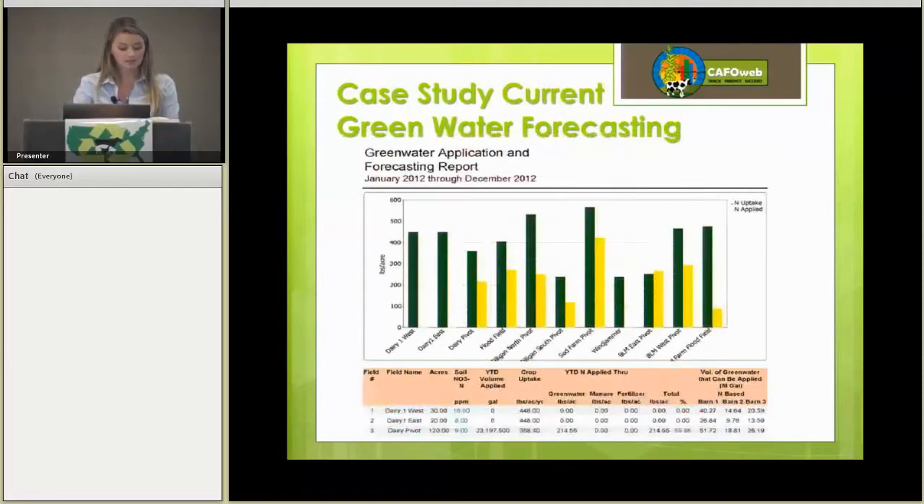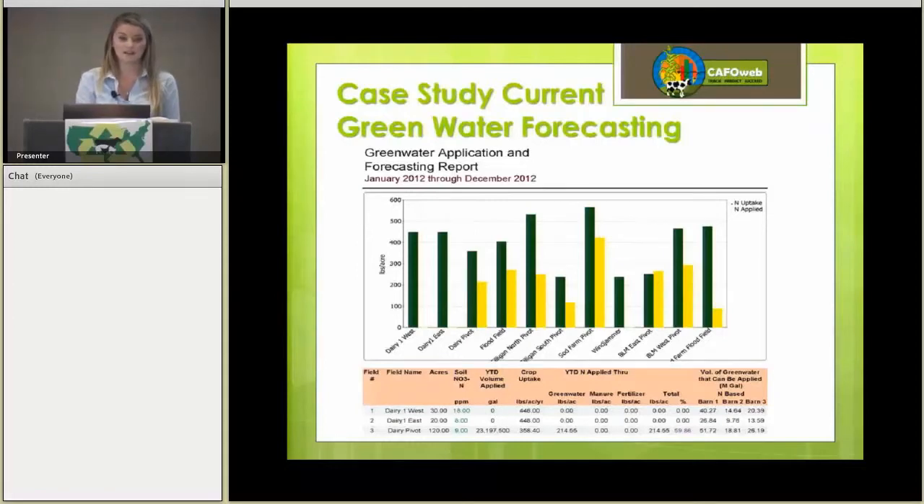Now, the dairyman is using CAFOweb's Greenwater forecasting report to better manage his nutrients. So the graph we're looking at here is the Greenwater application and forecasting report for the crop year of 2012. The dairyman can use this report to make informed decisions as to which field he should apply his nutrients based on the crop's needs. So this is a much different picture than the one we saw before.